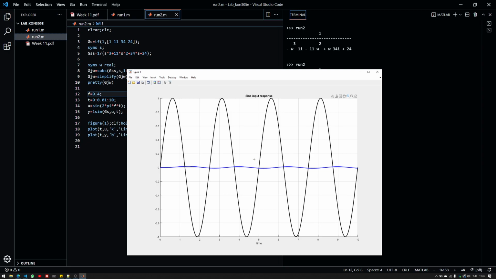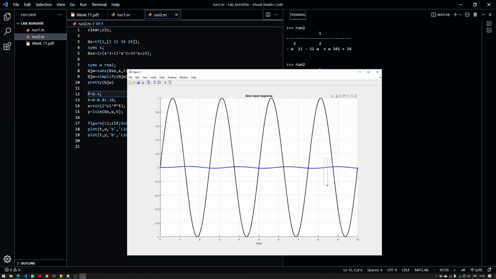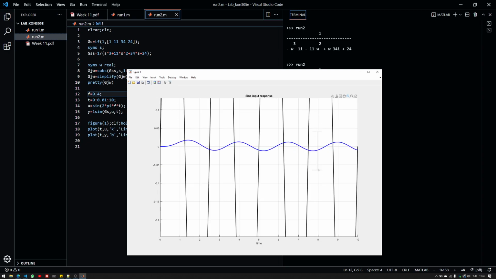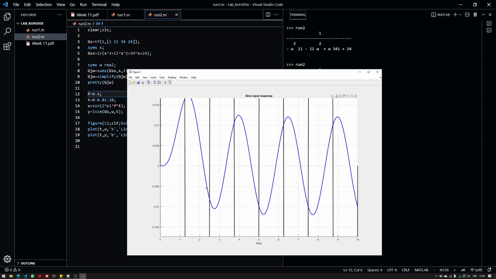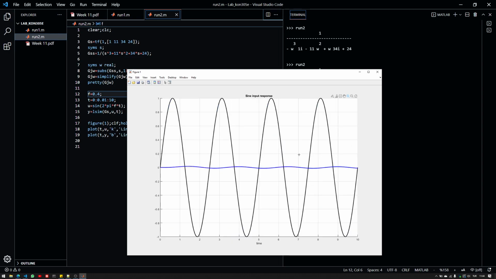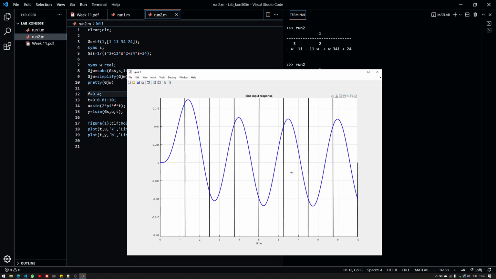So our system's response, as you can see, is still a sine wave. And especially in the steady state, it is a sine wave. Of course, there are some transients where the amplitude is a bit different, but basically it is a sine wave in the steady state. Now, you can see that the fact that we have a linear system results in the following.